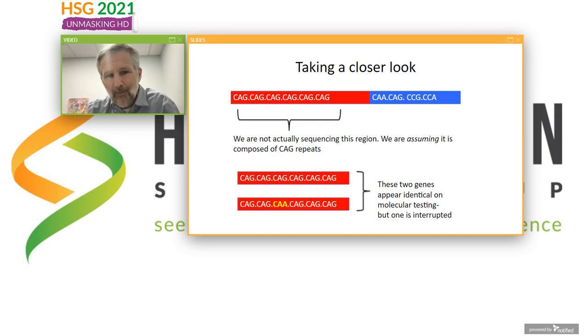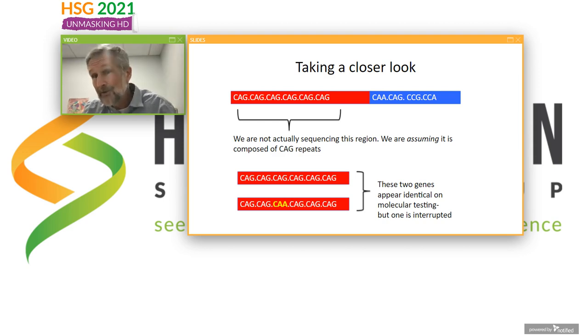But the one on the very bottom in yellow, I've highlighted, has a little interruption. It goes CAG, CAG, CAA, then CAG, CAG, CAG. And again, sort of a little secret from the laboratory, we would never know this or see this because we're not actually going through and counting these CAG repeats. We're just figuring out how big this red bar containing all the CAG repeats is and assuming that it's all CAG repeats. But for some people, there may actually be interruptions in there.